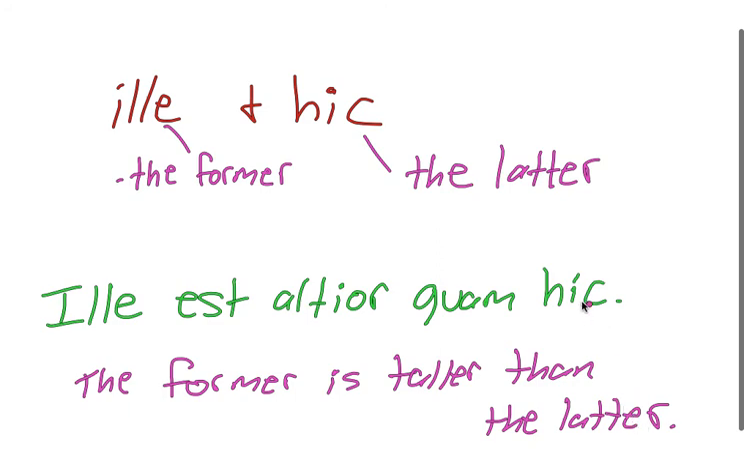You could also take out the quam. If you took out quam, then we would make hic ablative. So then hic would become hoc. Right? And either way, that works just fine. I mean, literally, you could say that man is taller than this man, right? Because that's what ille means, and that's what hic means. But just know that you can, and Latin will often mean it this way, ille meaning the former, and hic meaning the latter.